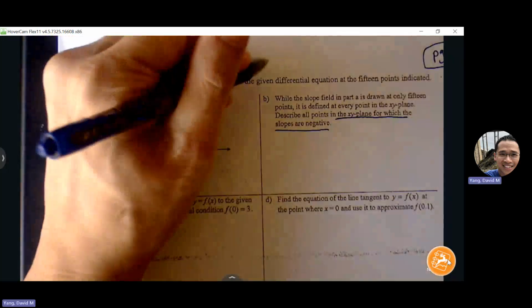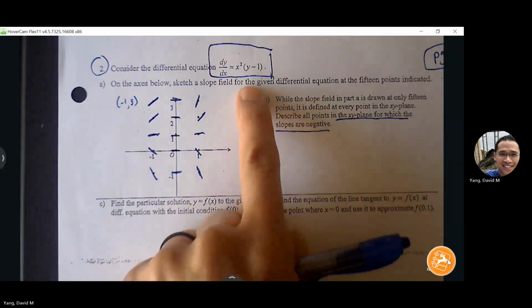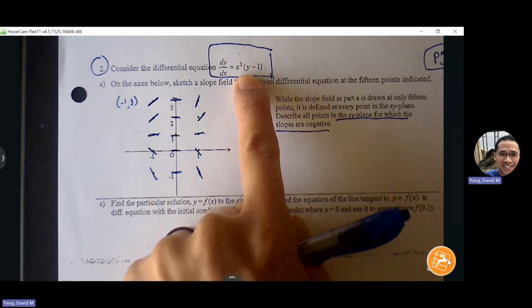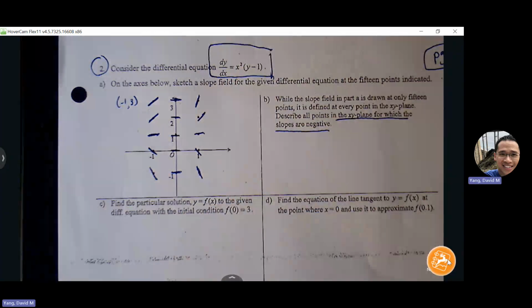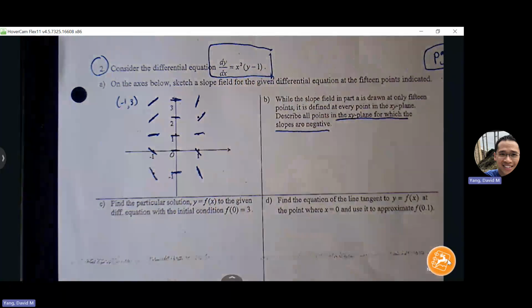So let's look at our differential equation here. What ordered pairs, or what are some conditions that are going to force the derivative to give us a negative? When y is negative, okay, that's a good start, but that may not cover all the cases.